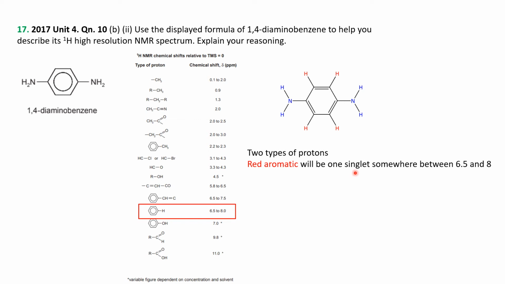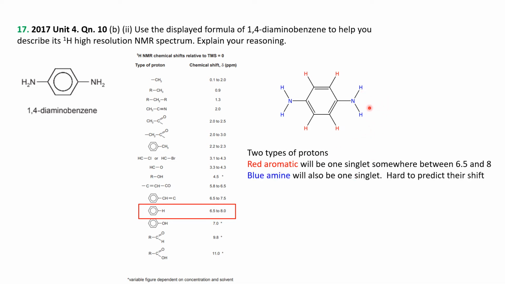Now I've said it's a singlet. Why will it be a singlet? Well, because this carbon bonds to there, doesn't have a proton, bonds here, that's got the same type of proton on it, and this isn't going to split that, so it'll be a nice singlet.